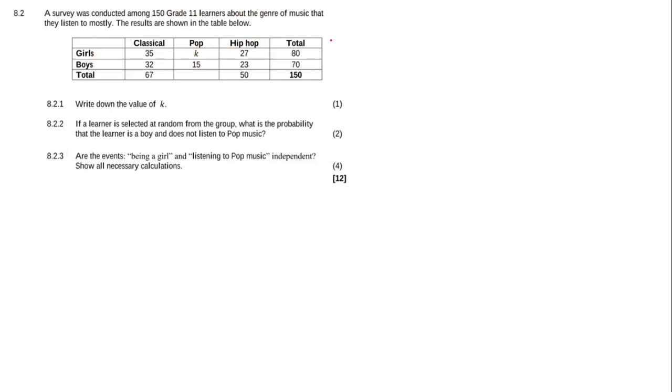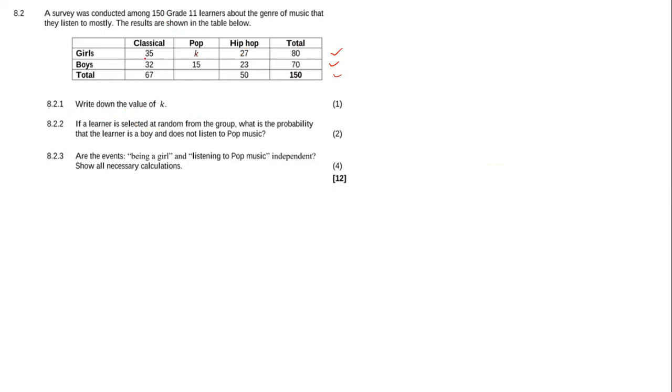So how many girls are in this school? There are 80. How many boys are in this school? There are 70. The number of learners in this grade 11 class is 150, which is what we were told. So now, 8.2.1, it says to us, write down the value of K. This is the value of K.